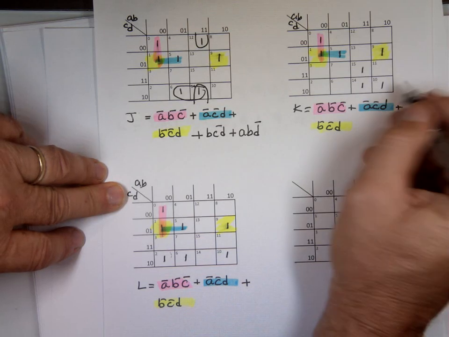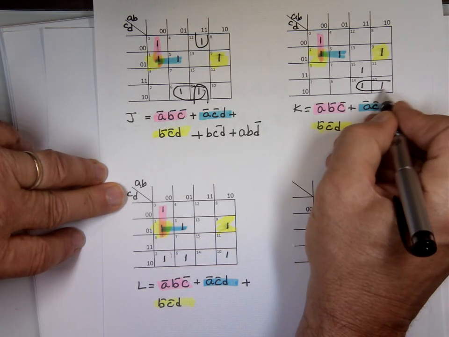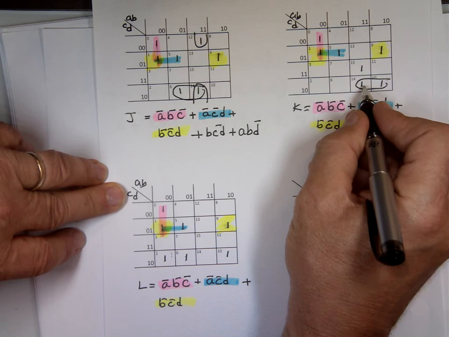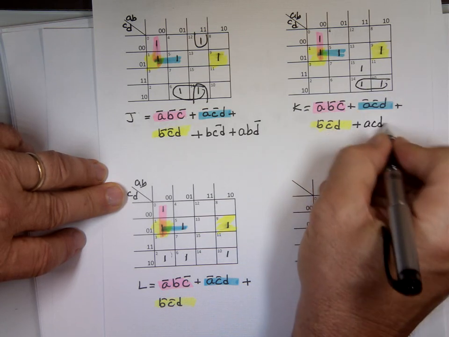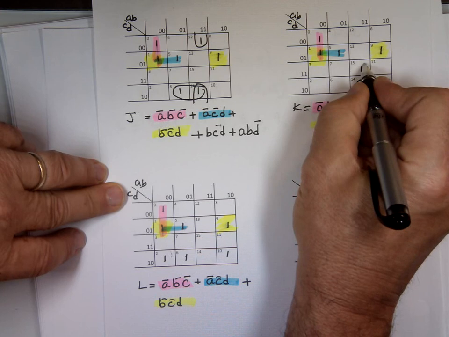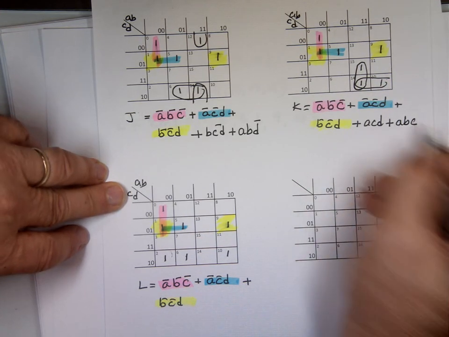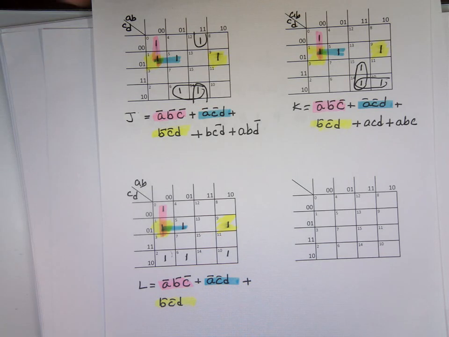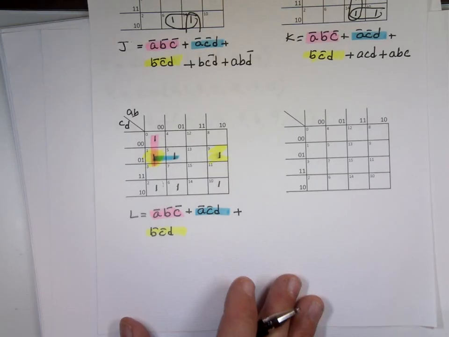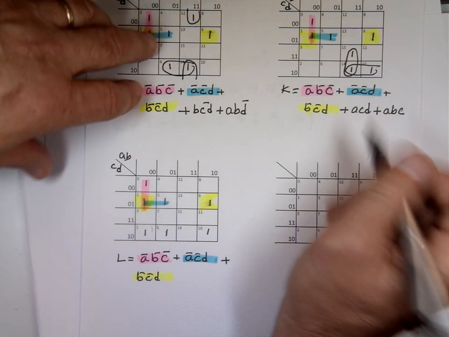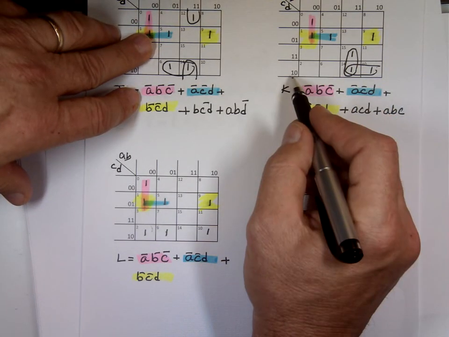This one, I can take this group together, and that'll be what? A, C, D. And I can take these two together, A, B, C. Isn't that also D bar? This one here? Yeah. C, yes.